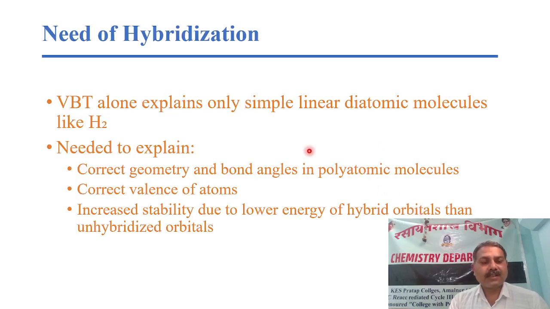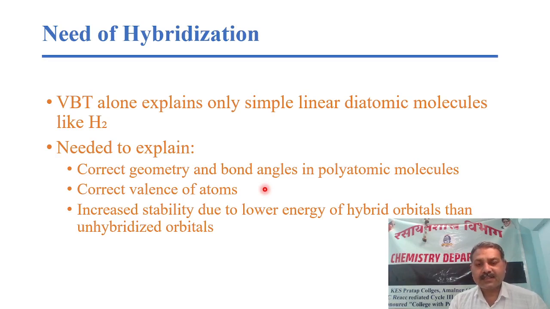What is the need of hybridization? VBT alone explains only simple linear diatomic molecules like H2, but it is not possible to determine the correct geometry and correct valency of polyatomic molecules. So we need the hybridization concept. To determine the correct geometry and bond angle in polyatomic molecules, and also to determine the correct valency of an atom, we need the hybridization concept.